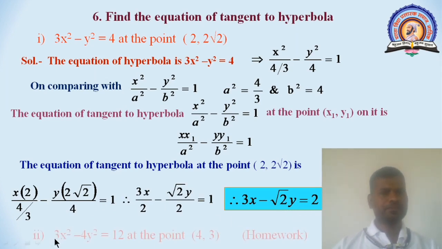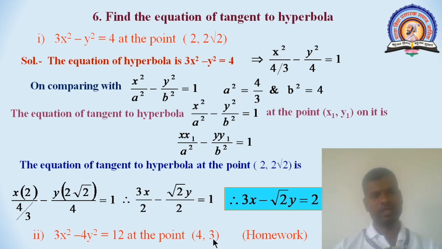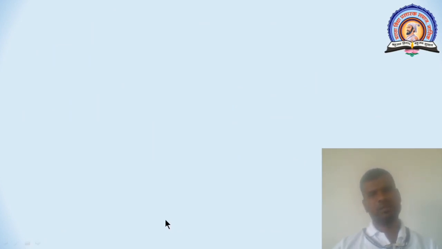The second example: the equation of the hyperbola is 3x² − 4y² = 12. We have to find the equation of the tangent to this hyperbola at the point (4, 3). It is the same as the previous example. Convert this equation of the hyperbola into the standard form and find the values of a² and b². So the equation of the tangent to this hyperbola is xx1/a² − yy1/b². Put the values of a², b², x1 as 4 and y1 as 3, and simplifying, you will get the equation of the tangent to the given hyperbola.